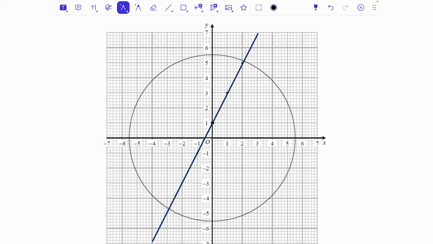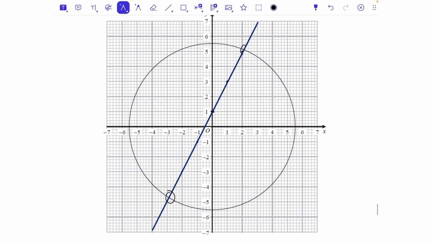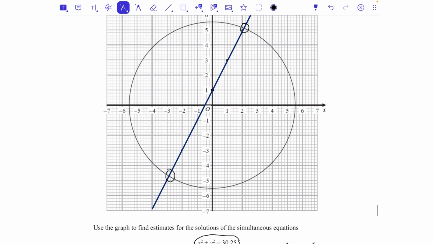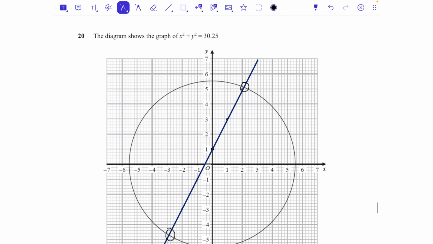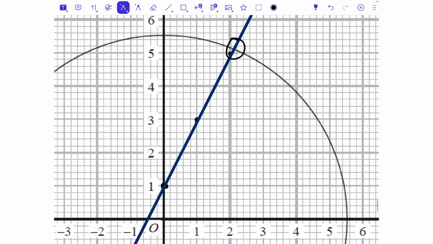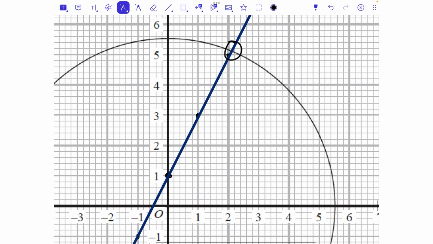There we go. Okay, so then we're looking for the 2 places where they cross, or it might be 1 place where they cross, but in this case we've got 2 places where they cross, and that's going to allow us to answer the simultaneous equations. Now, each of these is going to have an x and a y. I'm going to be super accurate here.